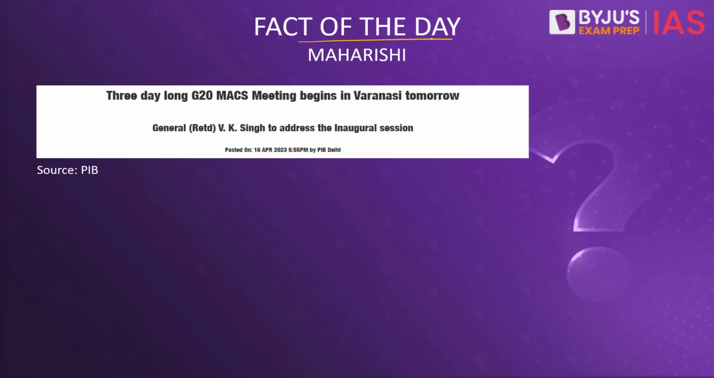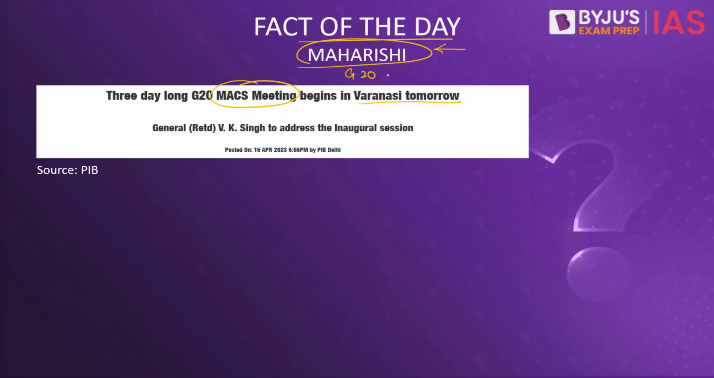Next we have the fact of the day, which is about MAHARISHI. Now, India has proposed this MAHARISHI plan under the MAX meeting that is going on in Varanasi right now. Now, under this MAX meeting, that is meeting of agricultural chief scientists, all the chief scientists of the G20 countries, and apart from that, representatives from international organizations like United Nations, IMF, International Monetary Fund, World Bank, World Health Organization, World Trade Organization, International Labour Organization, and so on, have been invited.